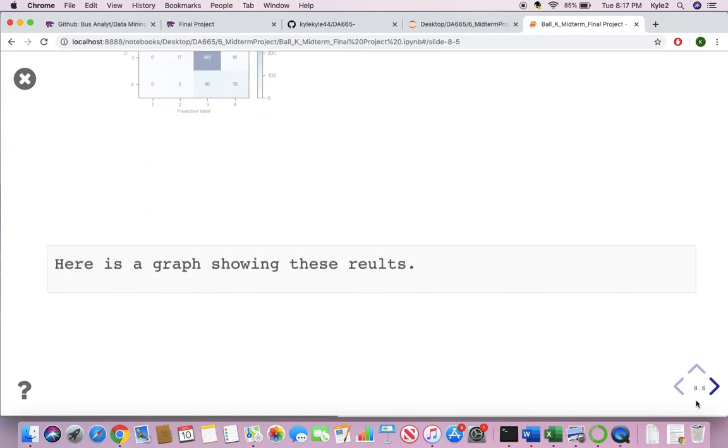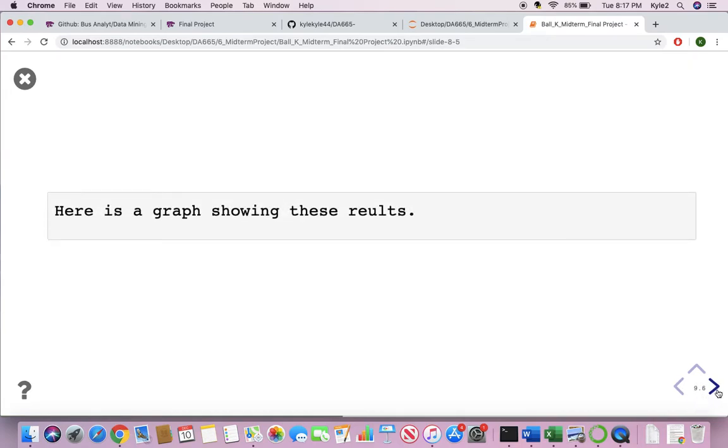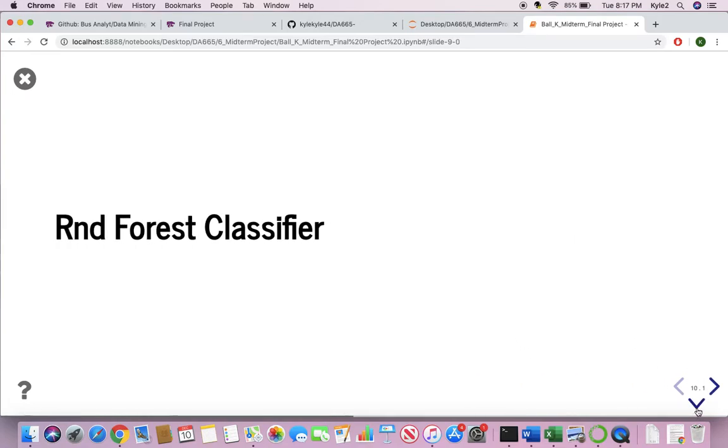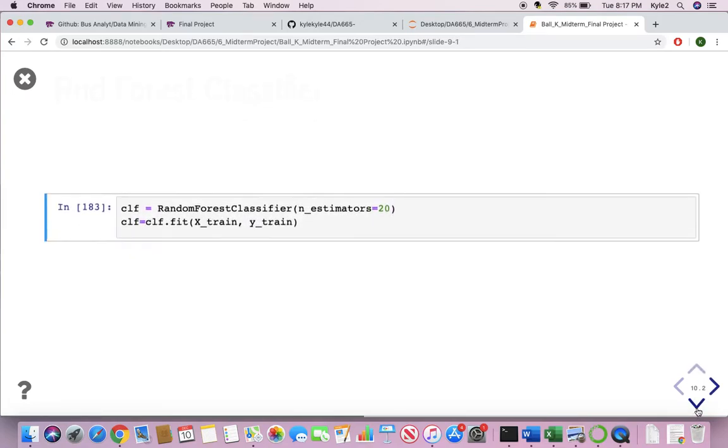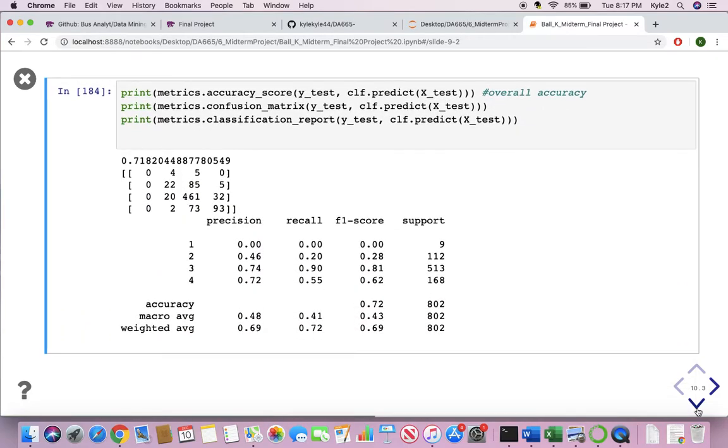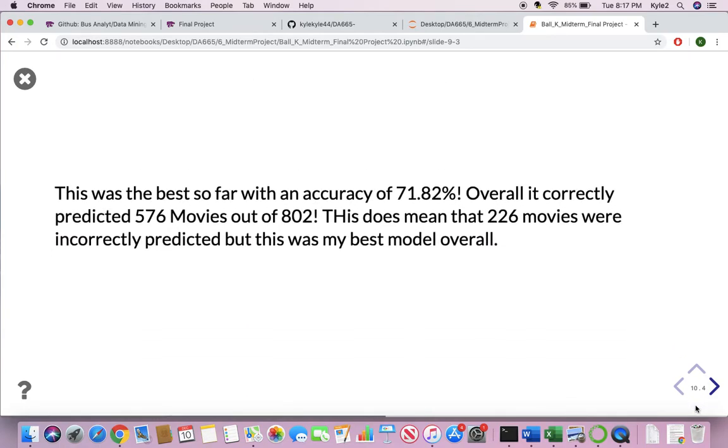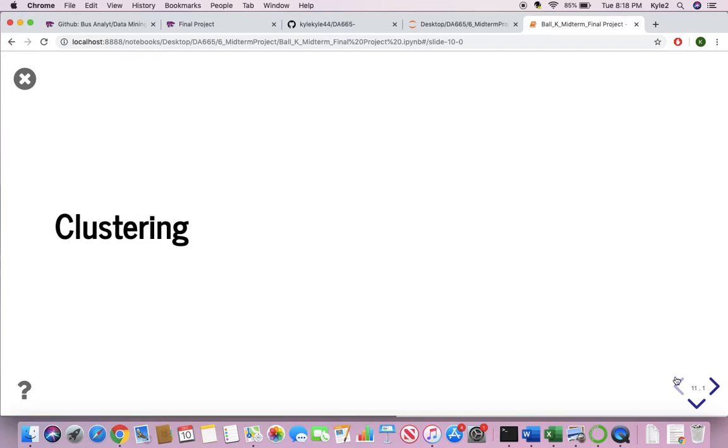So I was happier that I got a more accurate model, but I was going to see if I could do better, and I went with the random forest classifier. This ended up being my best model at 71%, almost 72% accuracy. I got 576 movies out of 802 correct. Unfortunately, this does mean that 226 were incorrect. But overall, this was a big jump in accuracy from the very first regression model I did for predicting the IMDB score for the movies.